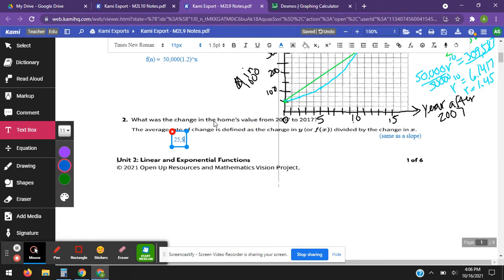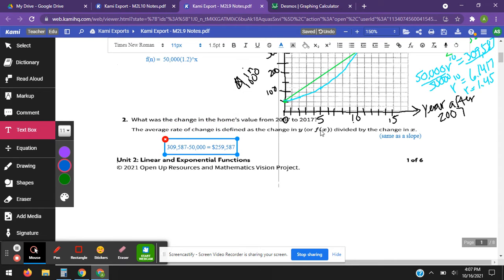What is the change in the home's value? The change in the home's value is just the subtraction of the two: 309,587 minus the 50,000, which equals 259,587. So the change in value was 259,587. All right, so that was the answer to number 2 here.